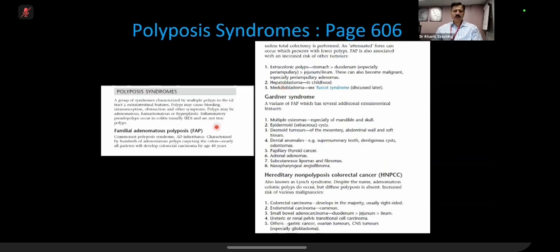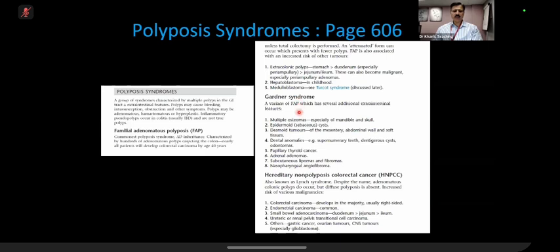In FAPS, all of them will develop carcinoma by the age of 40. This is a viva question. What are you going to advise? Colonoscopy, and of course, your answer was correct. The whole family should again be advised colonoscopy. The second thing is that ultimately all of them will have colectomy.